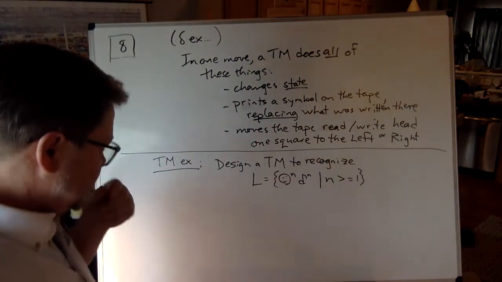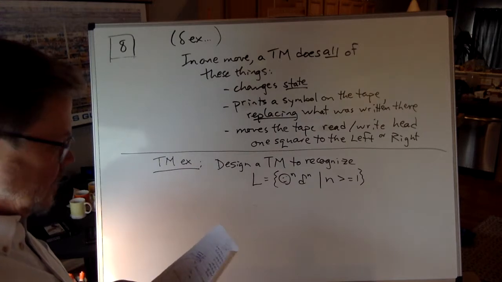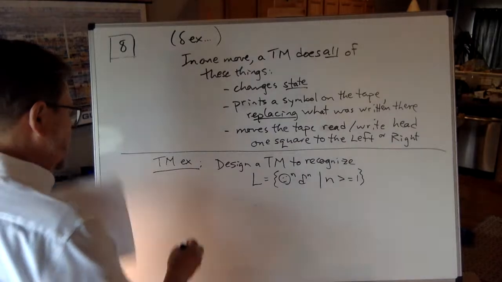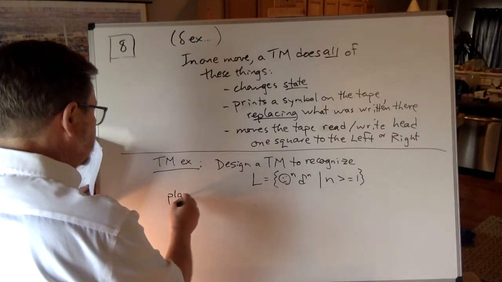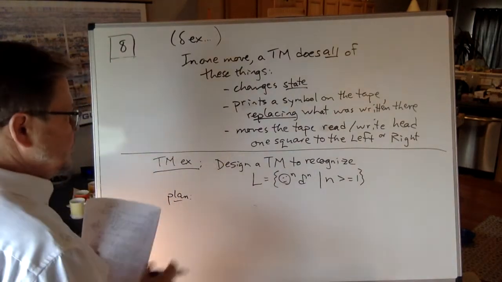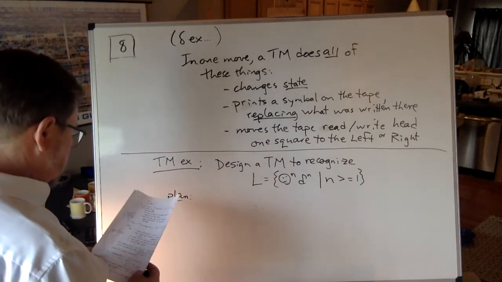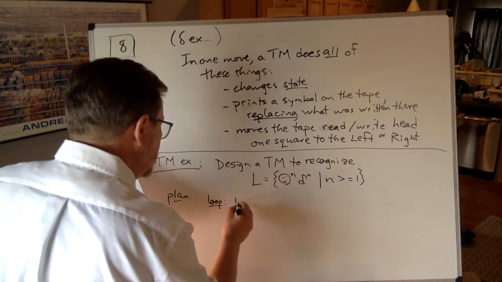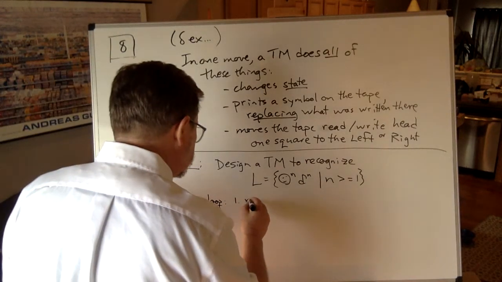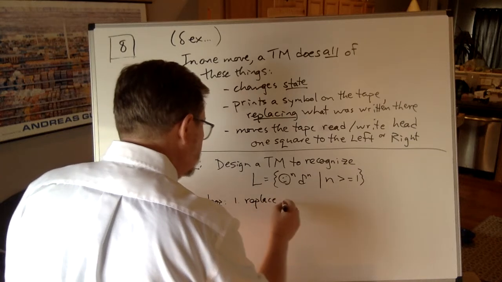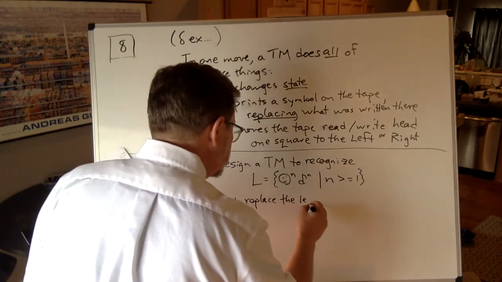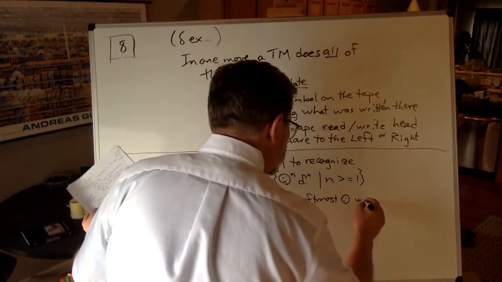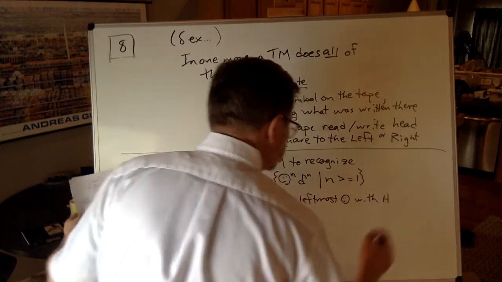Now, rather than just diving in and maybe even drawing a picture or anything else like that, with Turing machines, they get pretty complicated pretty quickly. So we'll often want to back up and do a little design plan first. That's why I called it design instead of just write one or construct one. My plan is going to be this. I'm going to have a loop that starts at step one: replace, which we know we can do, replace the leftmost happy with a capital H.